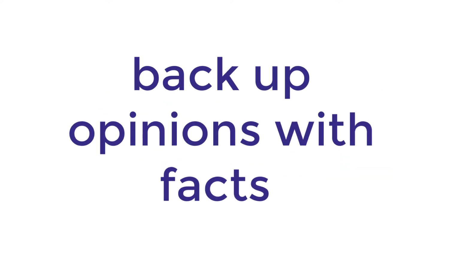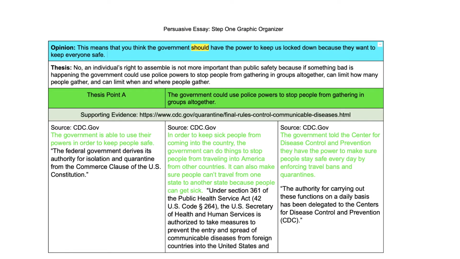When we're persuasive, we're trying to get people to agree with us. You're opinionated and you're supposed to be opinionated. But when it's a formal writing assignment, you need to back up your opinions with fact. And that's what we're doing here.